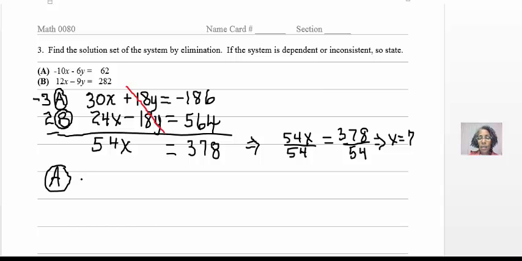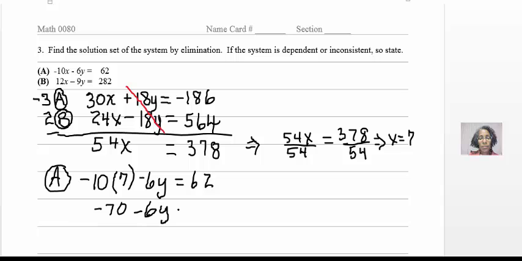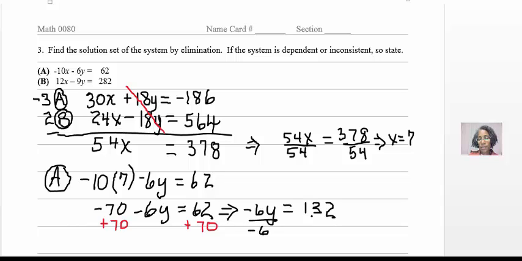So let's use equation A and the fact that x equals 7 to find y. So -10 times 7 is 70 minus 6y equals 62. Let's add 70 to both sides of the equation. And -6y equals 132. Dividing both sides of the equation by -6, y is -22.